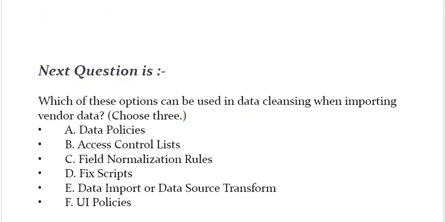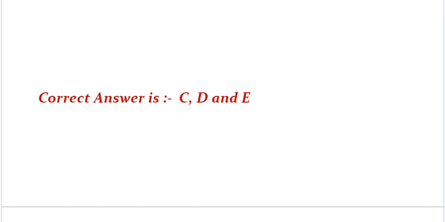Next question is, which of these options can be used in data cleansing when importing vendor data? Choose three options. Option A, data policies. Option B, access control lists. Option C, field normalization rules. Option D, fix scripts. Option E, data import or data source transform. Option F, UI policies. Correct answer is option C, D, and option E.